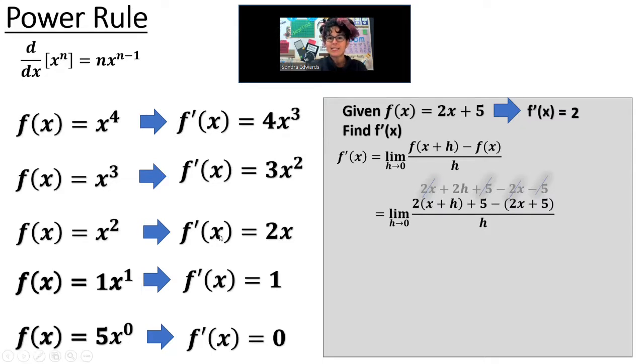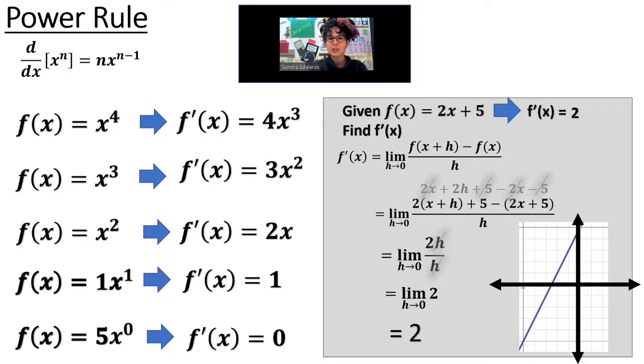Now, right now, if I did substitute 0 in for h, I would have 0 over 0, which is an indeterminate form. So then I would cancel the h's to resubstitute, and I get the limit as h approaches 0 of 2, but the limit of a constant is equal to a constant. Whew, that was a lot of work to find 2.